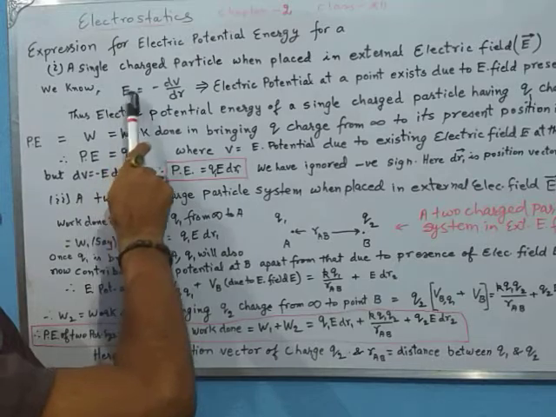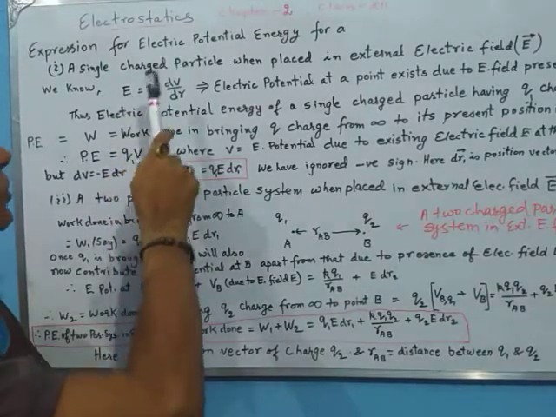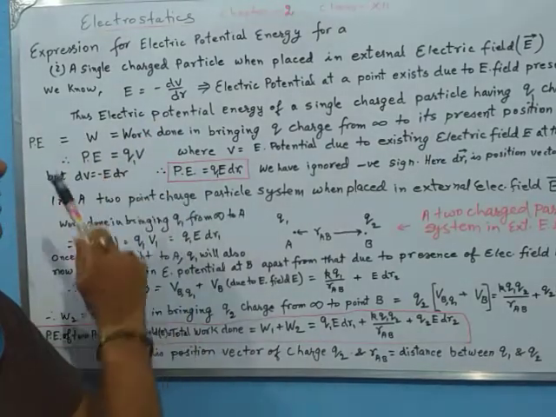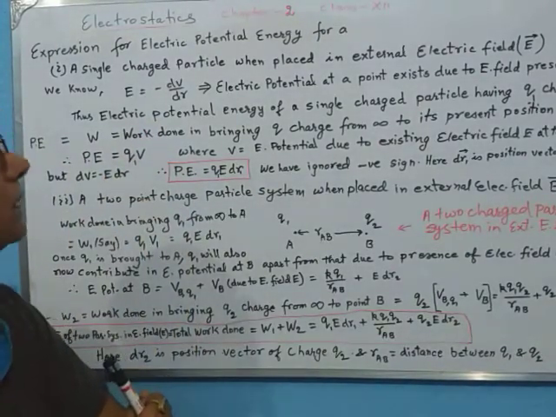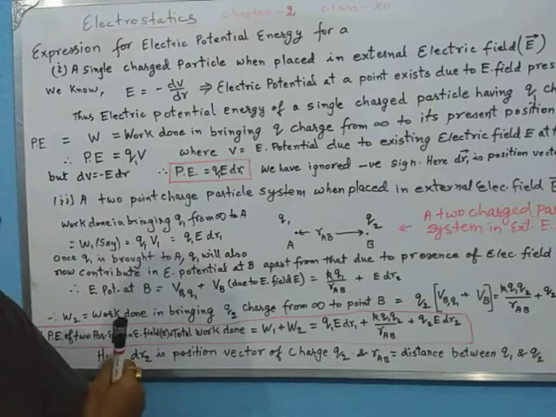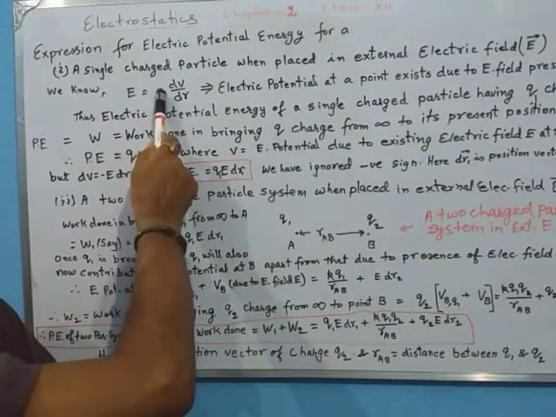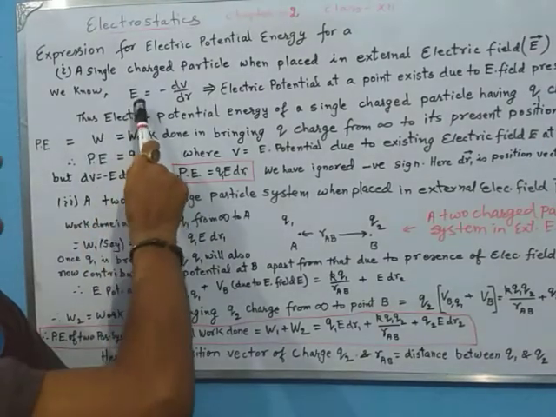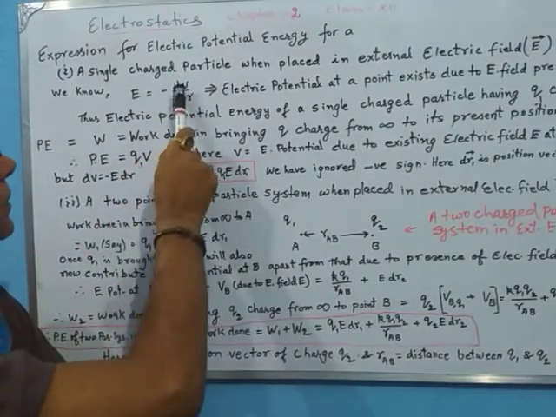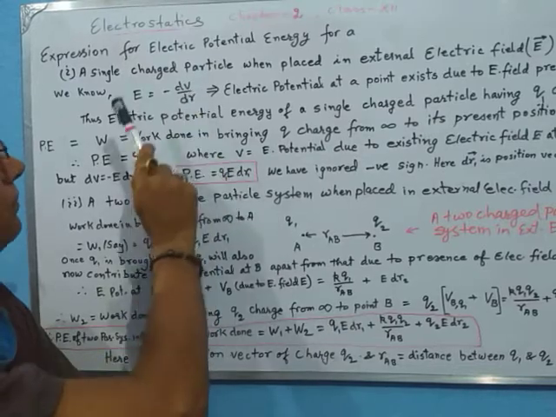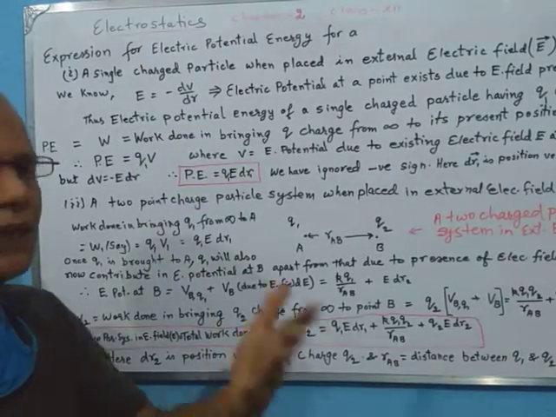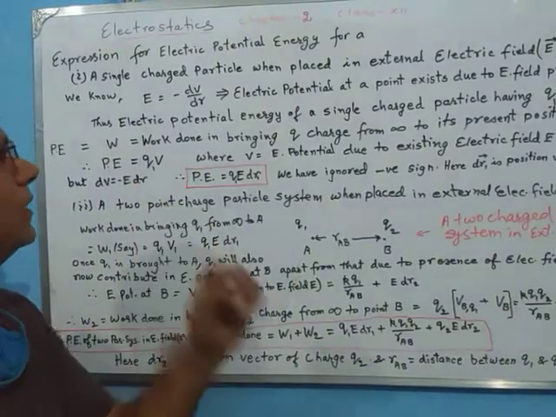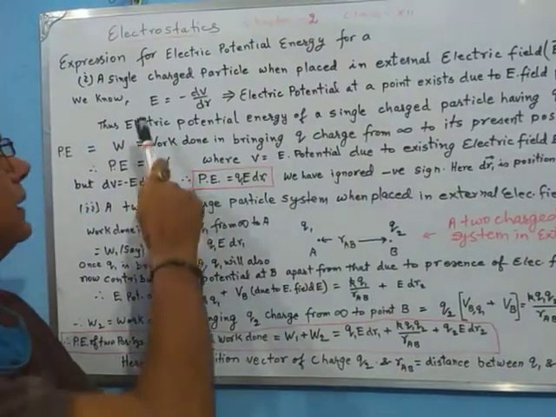If that is the case, we know that electric field E is equal to minus dV by dr. We ignore the minus sign because we are not considering the directional impact of variations in dV. Now we can simply write that electric field times dr will be dV, meaning electric potential at any point will be given by E dr, where dr is the position vector of that point and E is the electric field.